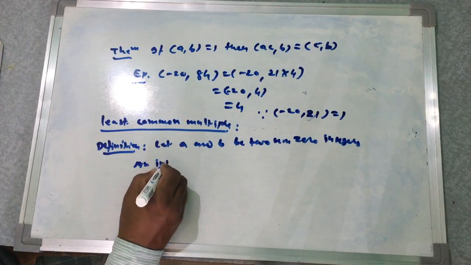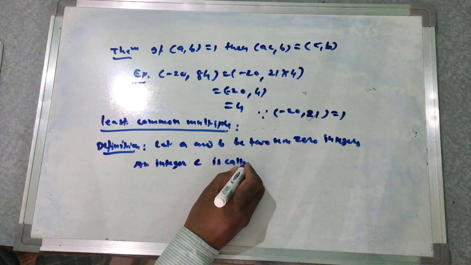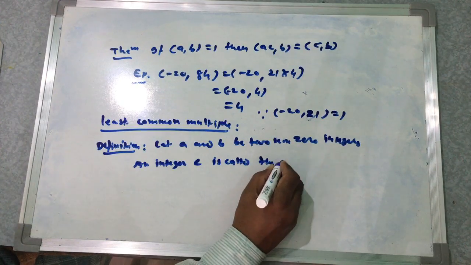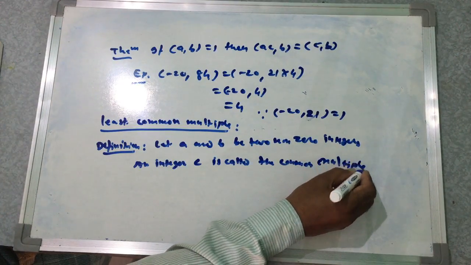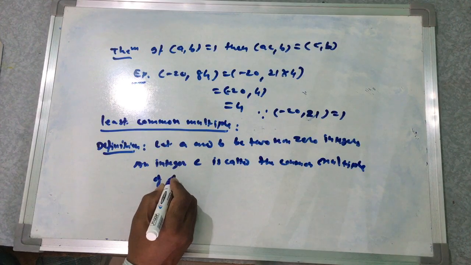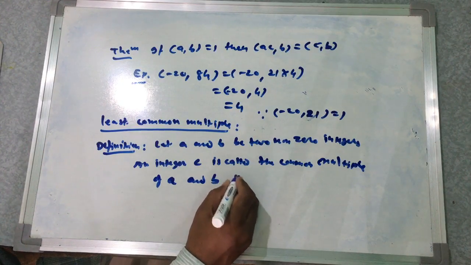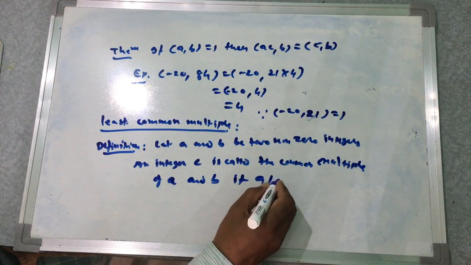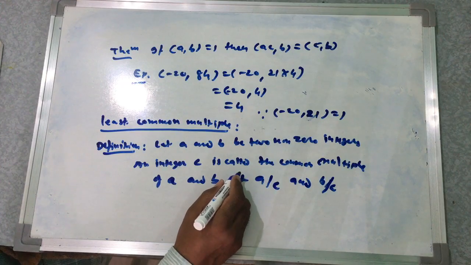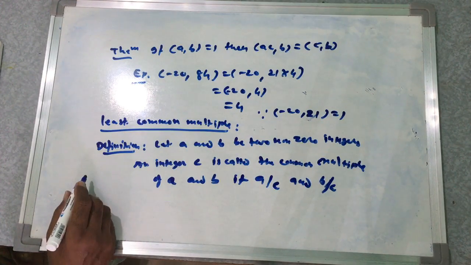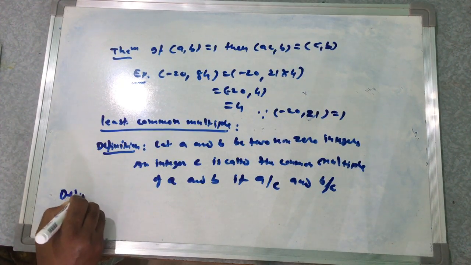An integer c is called a common multiple of a and b if a divides c and b divides c. So we have to look into the definition, how it is projected.